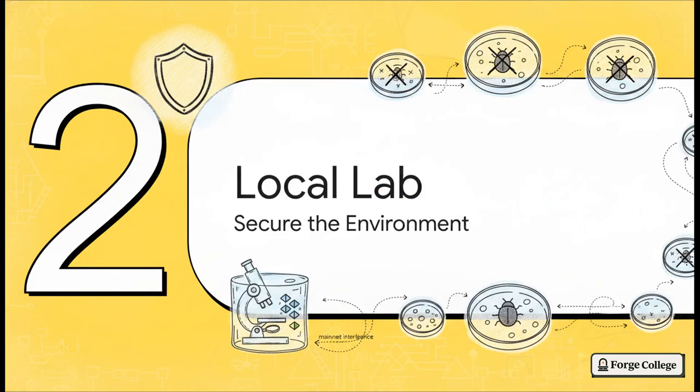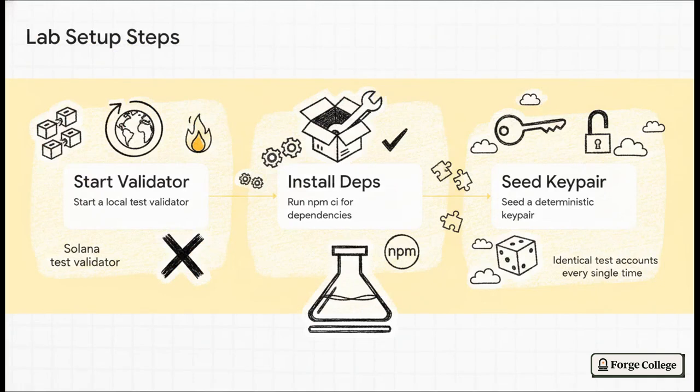Moving right along to Section 2, securing the local lab. Okay, once we acknowledge that the crime scene is a total mess, we need to set up a sterile environment. The materials outline 3 exact procedures to safely mirror the CI job locally, totally free from mainnet interference. Step 1. Start a local solana-test-validator in the background. Step 2. Run npm ci to make sure your project dependencies perfectly match what CI used. And Step 3. Seed a deterministic key pair for your test accounts.